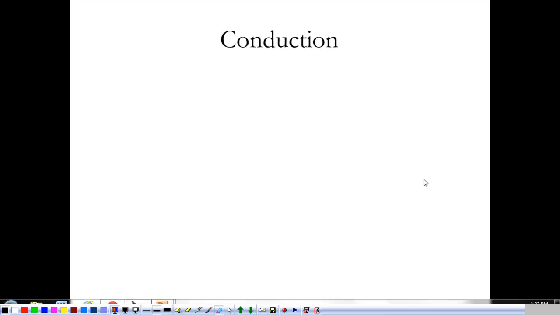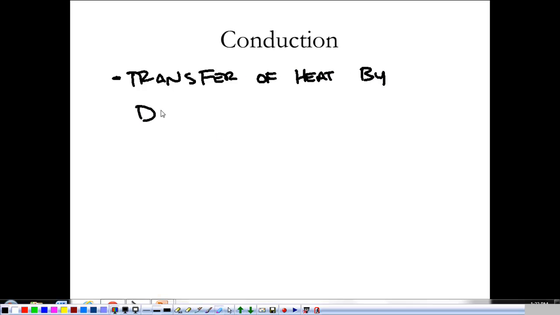Now, conduction. You've talked about conduction a whole lot. In conduction, okay, we have transfer of heat by direct contact.